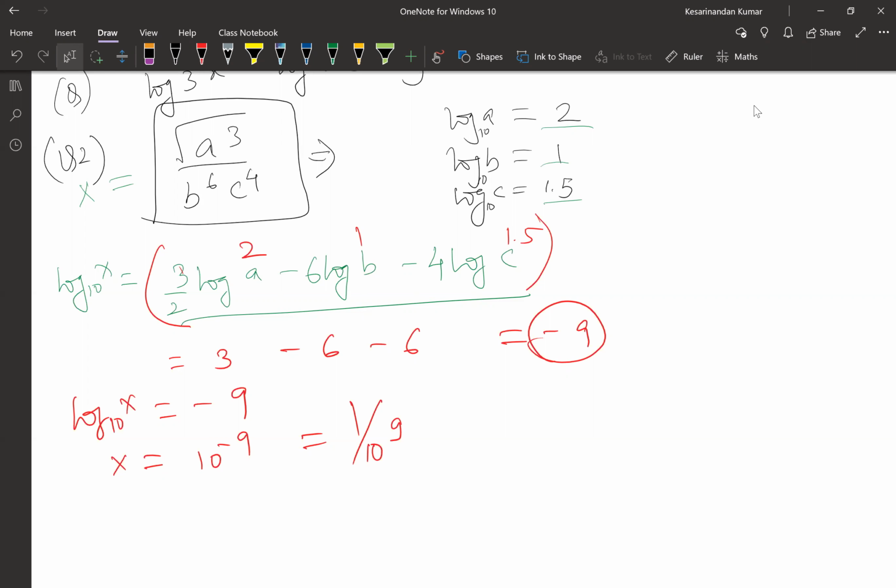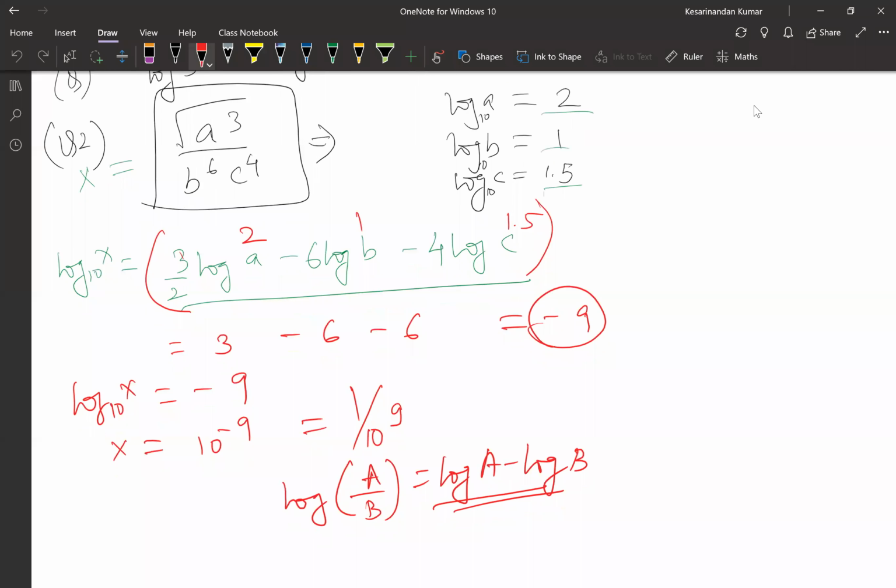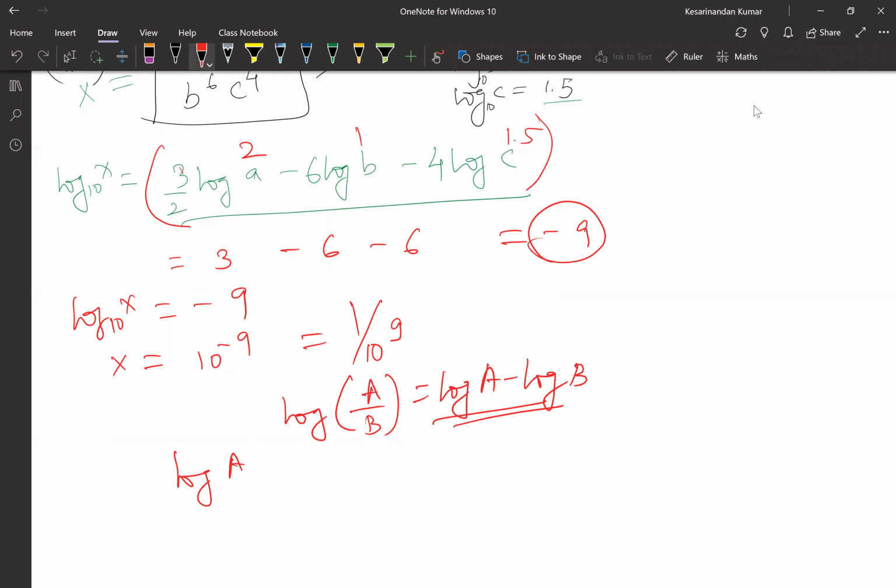No, because log a into b is log a plus log b, right? Yes, but log A by B is equal to log A minus log B. No, no, that's not what I took. Actually, what we did is log A by log B. So that's why we got a different answer. Okay, so you calculated log A by log B. Fine, I'm fine with that part.